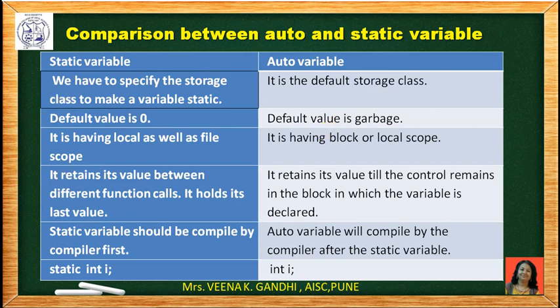A static variable has local as well as file scope. An auto variable has block or local scope. A static variable retains its value between different function calls; it holds its last value. An auto variable retains its value only as long as the control remains in the block in which the variable is declared. The static variable will be compiled first by the compiler. Automatic variables will be compiled by the compiler after the static variables. So we declare static int i, and here we declare auto int i or int i.